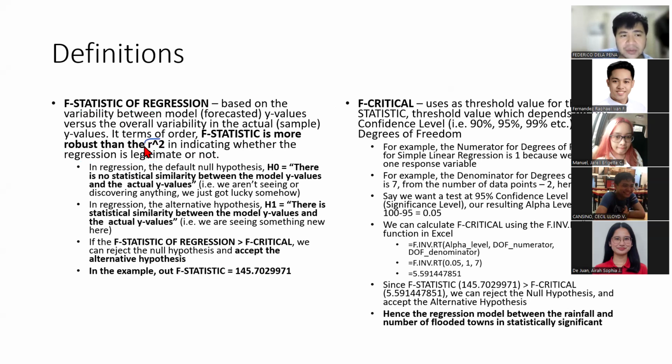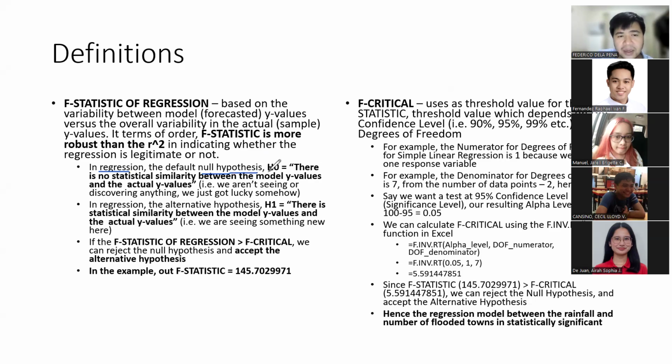So again, the R squared simply tells you if your predictor value is performing well. The F statistic is answering the question on whether the overall regression is legitimate or not. Let's expound that a bit. In regression, the default null hypothesis. So again, when we're doing regression, we're actually doing some hypothesis testing in the background.